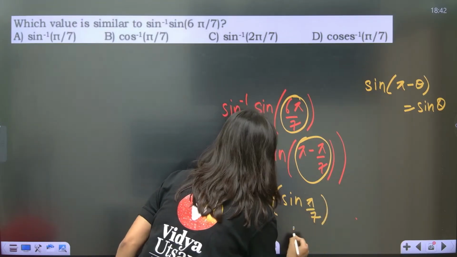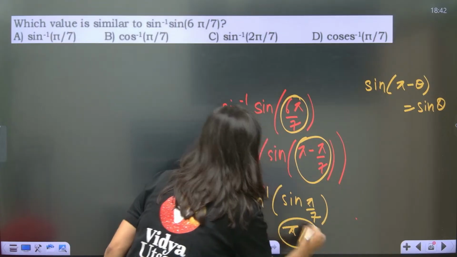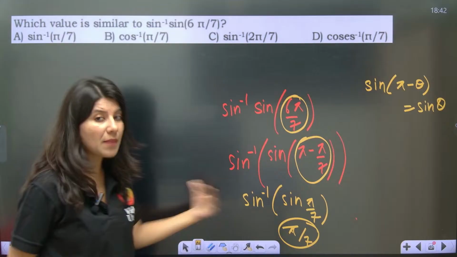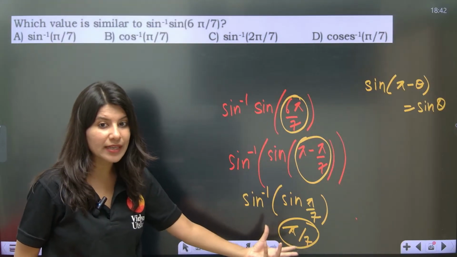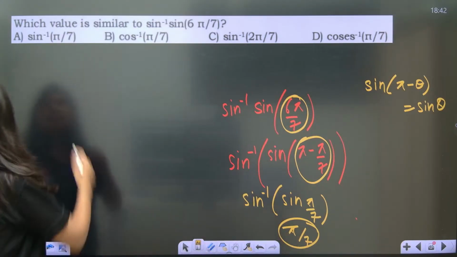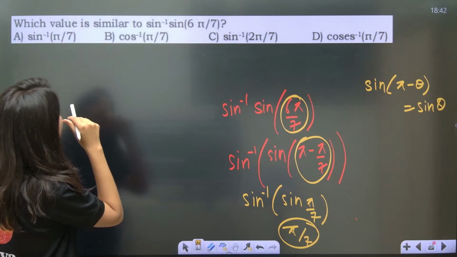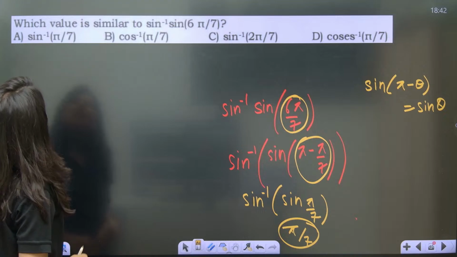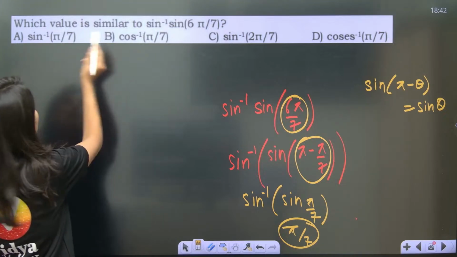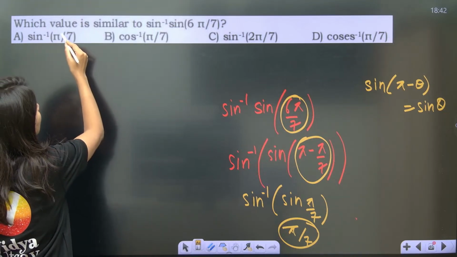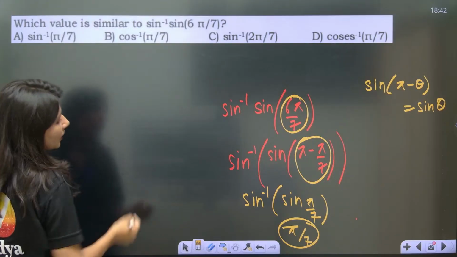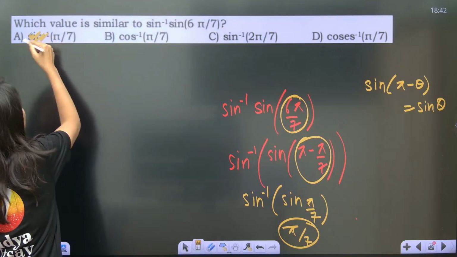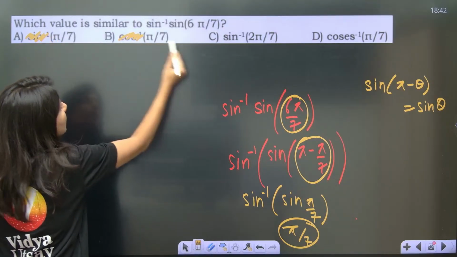Now what you can do is write pi by 7. The output of sin inverse always lies between minus pi by 2 and plus pi by 2, right? So pi by 7 is correct. So the correct answer is pi by 7. Sorry, this is incorrect. It should be similar to sin inverse sin, only the angle will be there. No, not this. The answers should be like this.